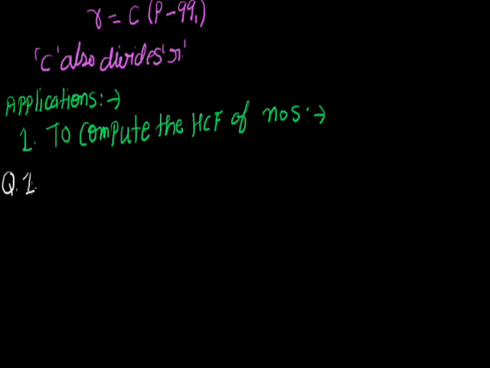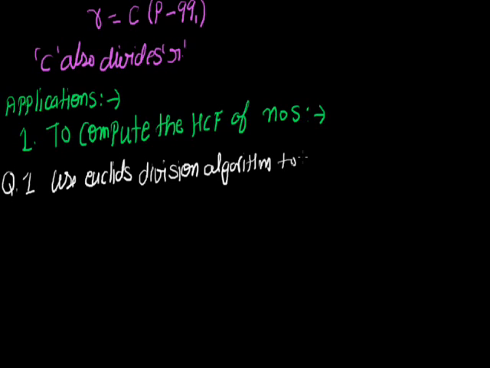We are writing the first question here, that is: use Euclid's division algorithm to find the HCF of 196 and 38,318.